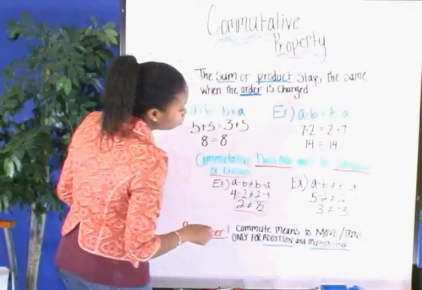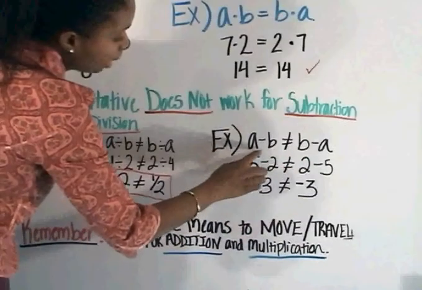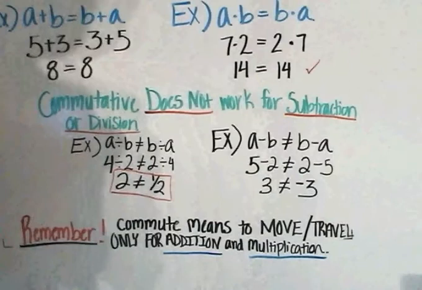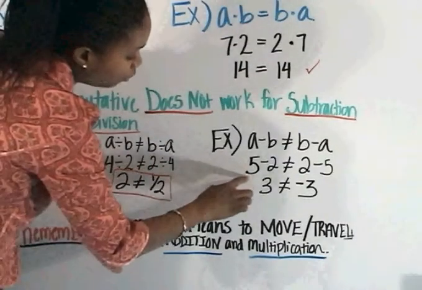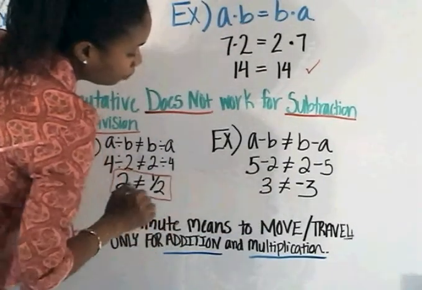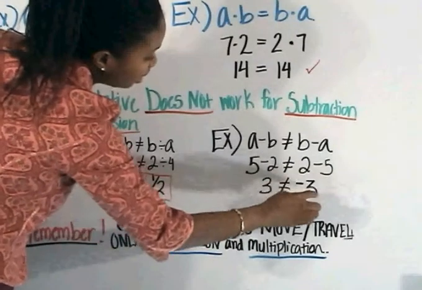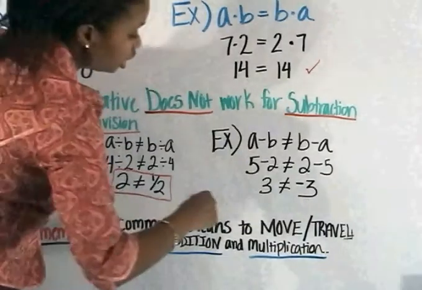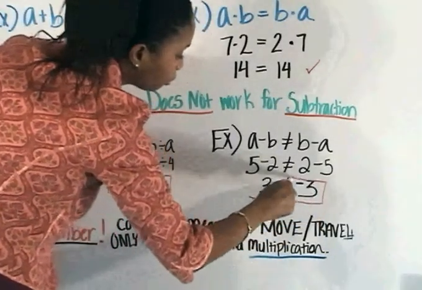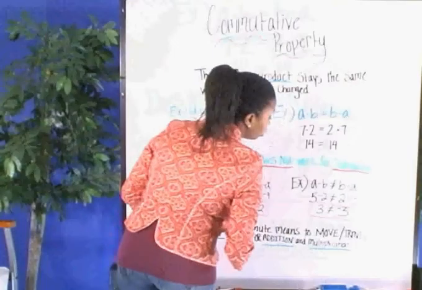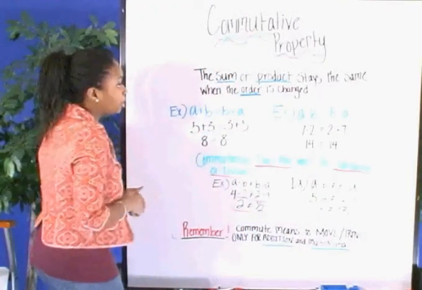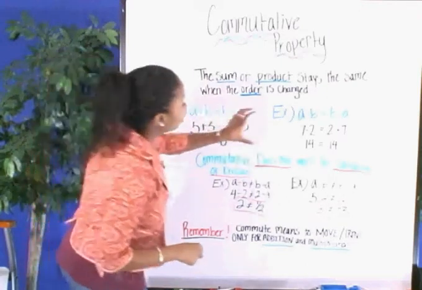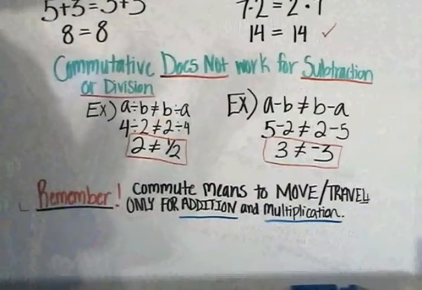Let's look at a subtraction one. Is A minus B equal to B minus A? We use the numbers 5 and 2. 5 minus 2 is 3. But 2 minus 5 is negative 3. You don't get the same answer on both sides of the equal sign. So this is another example of why the commutative property does not work for subtraction or division. Remember, it only works for the sum, which is addition, and the product, which is multiplication.